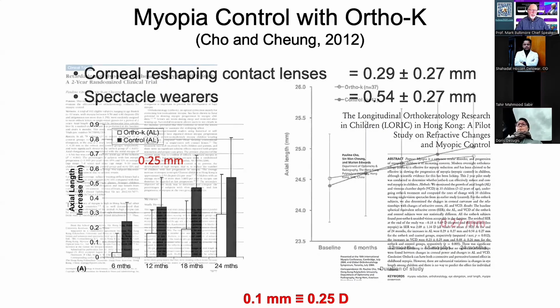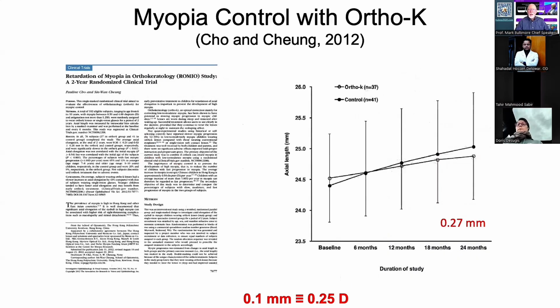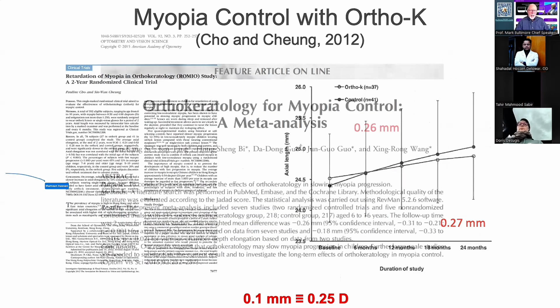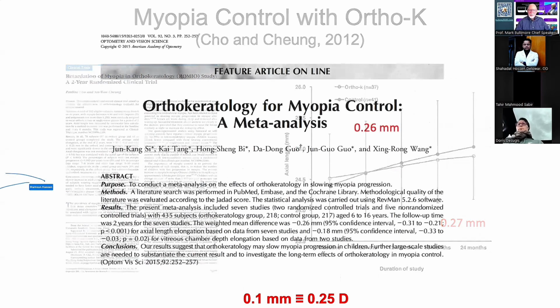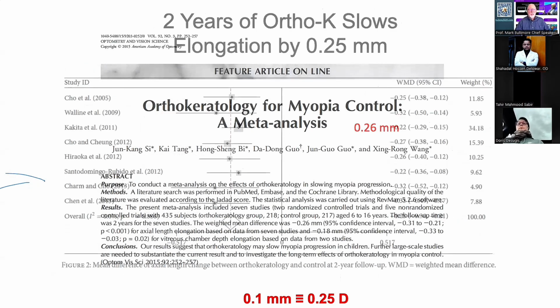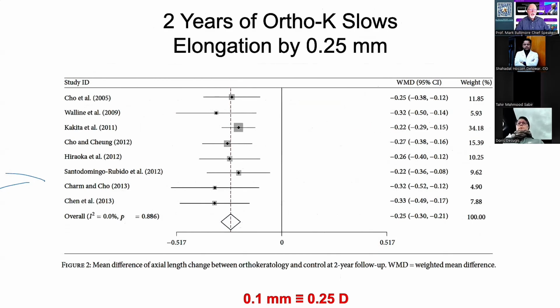Now, the authors then went and did a randomized clinical trial, and they again found about a quarter millimeter slowing of axial elongation over 2 years. And these results have really been borne out by other studies. One of the things that's remarkable that you can see on this graph is that the 2-year slowing of axial elongation with overnight orthokeratology is remarkably consistent across different studies in different countries using different lenses.